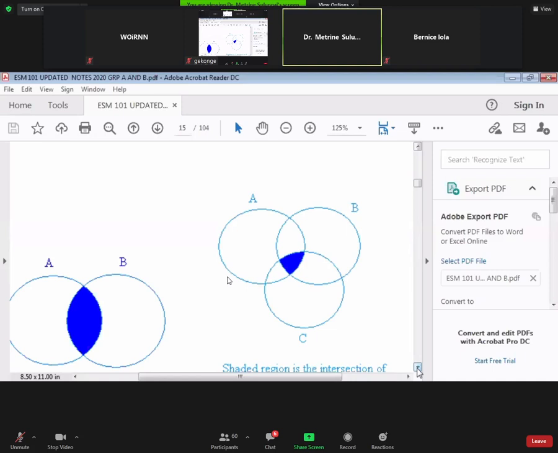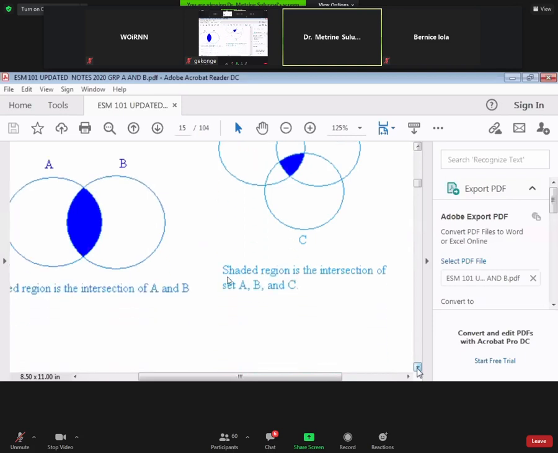We have also shown a shaded region if you have three sets A, B, C, where the three sets are intersecting. That's where we shade to show the intersection. We shall look at examples.